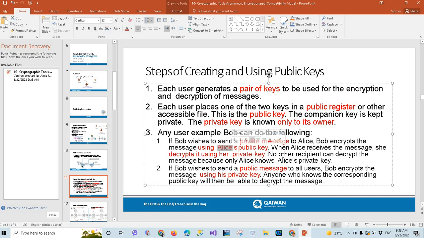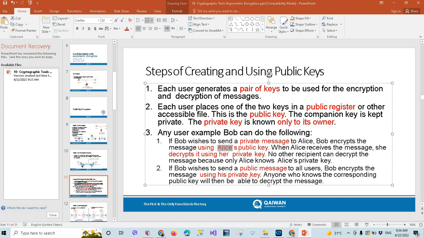Of course, when Alice receives the message, she decrypts it using her private key. The public key of Alice is used for sending the message from Bob, and her private key is used for decryption. No other recipient can decrypt the message because only Alice knows the private key.